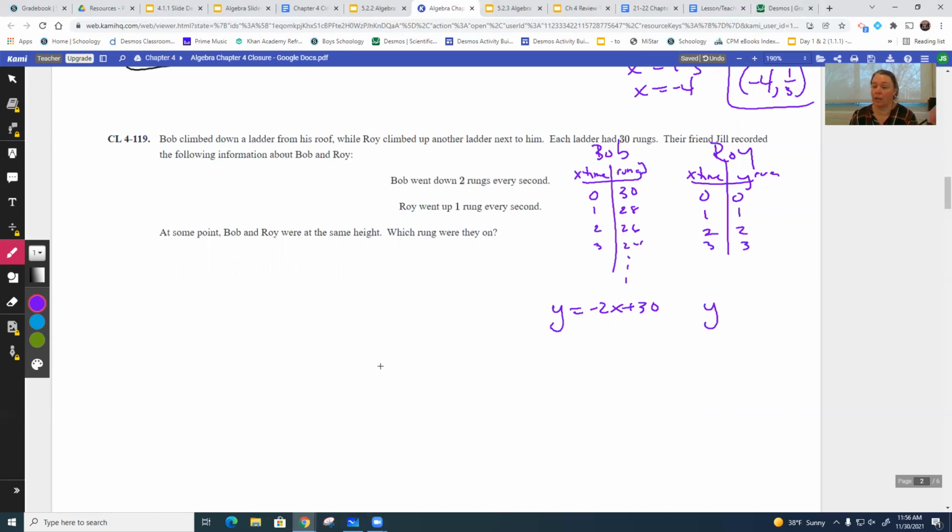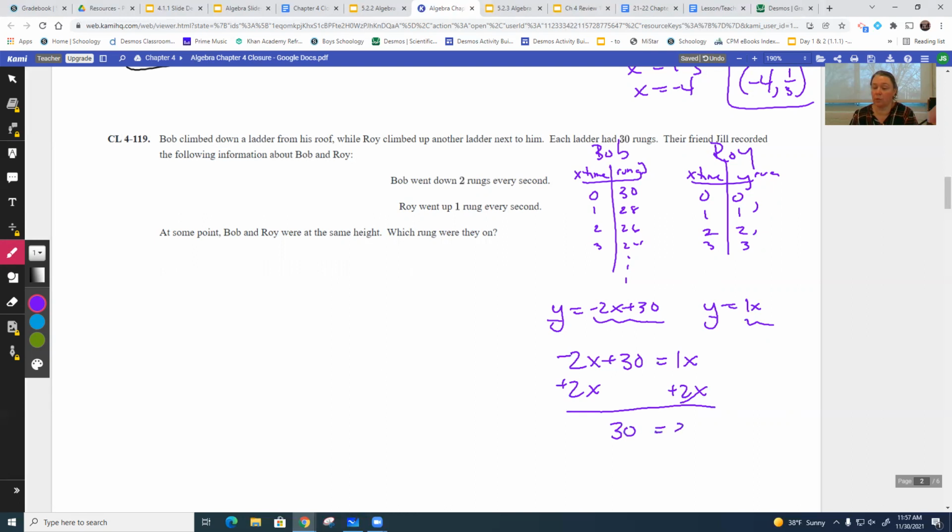So his is y equals, it's going up 1 every time. So 1x plus 0, or just y equals 1x. And I want to know when they're equal. Well, if they both equal y, this is the equal values method. I can set these expressions equal to each other and solve for x. So x will give me the time at which they're at the same height.